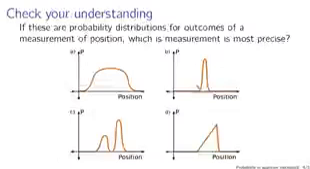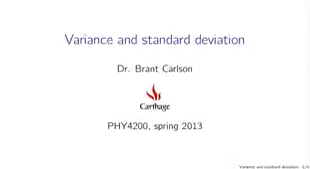To check your understanding, here is a simple question about probability distributions and how to interpret them. Variance and standard deviation are properties of a probability distribution that are related to the uncertainty. Since uncertainty is such an important concept in quantum mechanics, we need to know how to quantify how uncertainty results from probability distributions. So let's talk about the variance and the standard deviation.